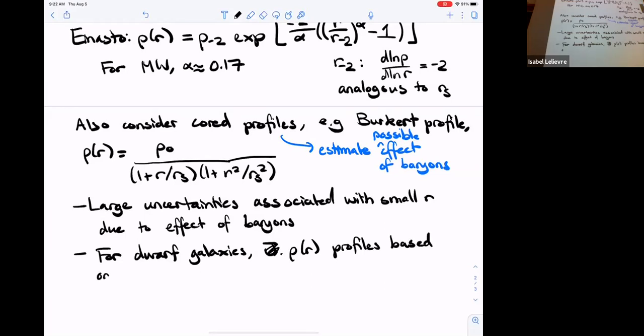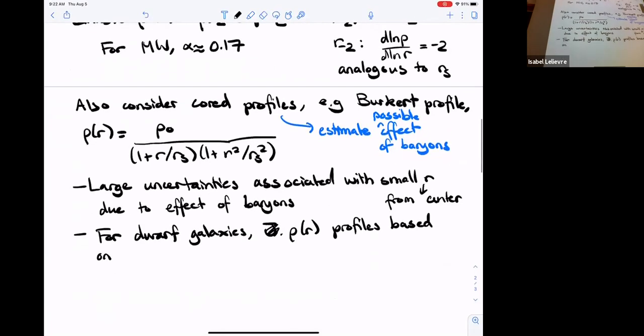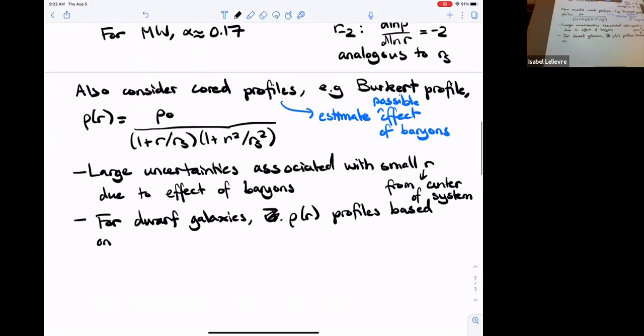From the center of the Milky Way? Yeah, from the center of the Milky Way. No, it's a good question. The question was, when I write r here, do I mean from the center of the Milky Way? Yeah, I mean the same r coordinate in these profiles, which is not the same r coordinate as what I wrote down in the line of sight integral earlier. Let me go to that point in a moment. Okay, and large uncertainties.